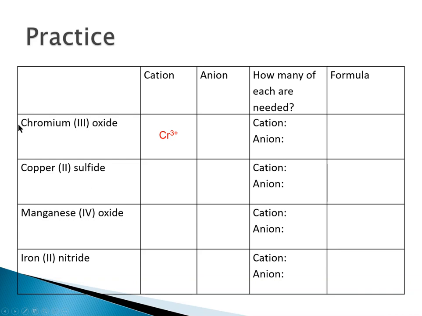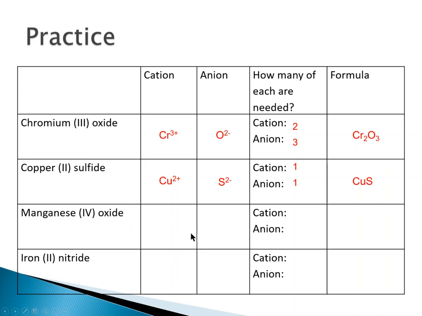Okay, so chromium(III) means Cr3+, oxygen is 2-. That means we need 2 chromiums and 3 oxides to make Cr2O3. Copper(II) sulfide. Copper(II) means copper 2+. Sulfur is in group 16, so it is 2-. Since the charges are equal and opposite, we only need one of each, and the formula is CuS.